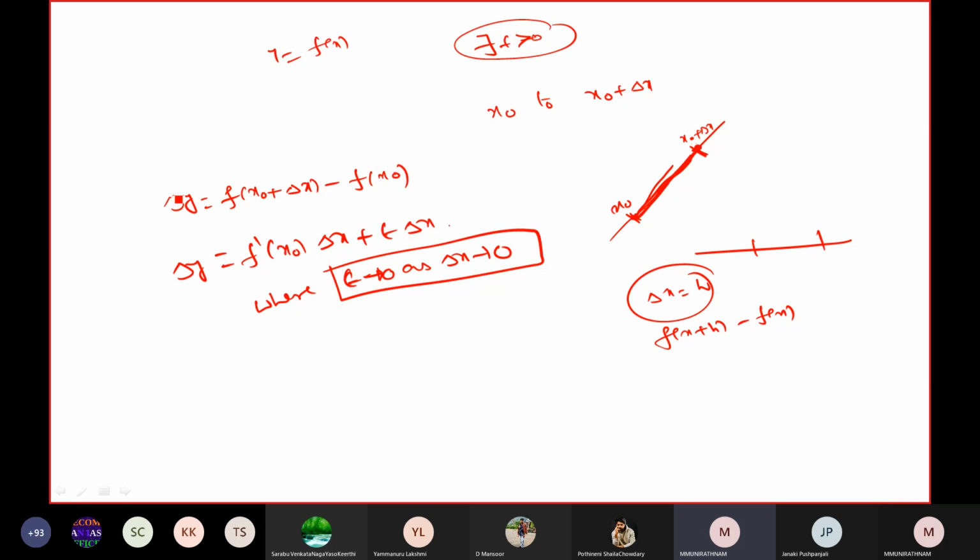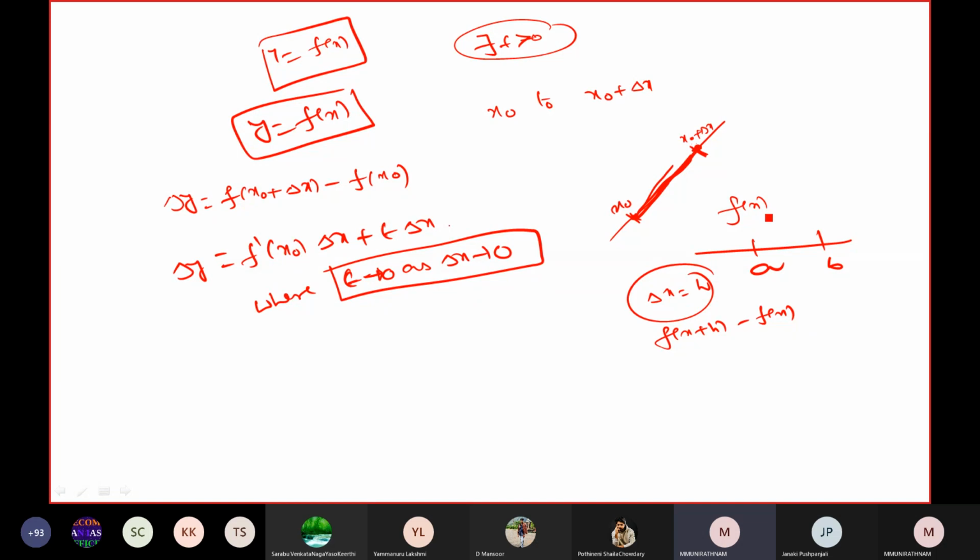So finally, the amount of change of y, where y equals f of x, from x naught to x naught plus delta x, is delta y, which is nothing but f of x naught plus delta x minus f of x naught. For example, if f of x changes from a to b, the amount of change will be f of b minus f of a.